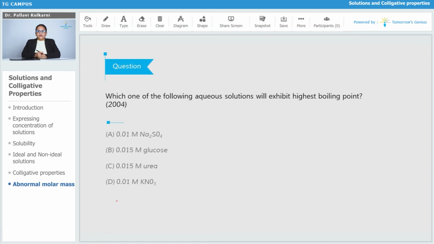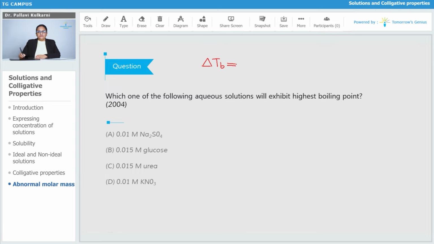Let us solve one question based on the Van't Hoff factor. Which one of the following aqueous solutions will exhibit the highest boiling point? In case of boiling point, we know that when we add any non-volatile solute to a volatile solvent, there will be elevation in the boiling point.